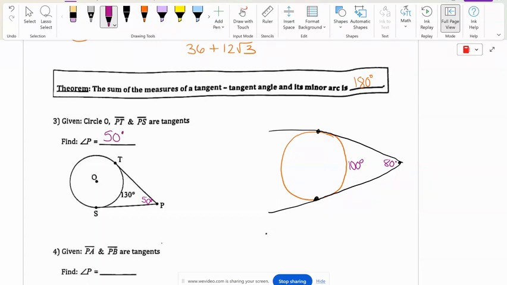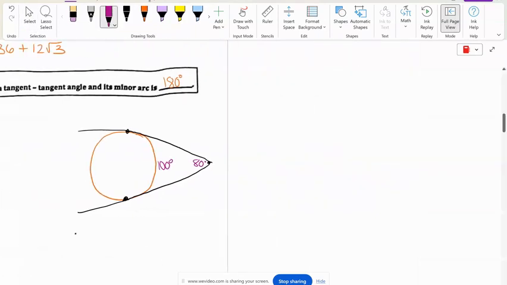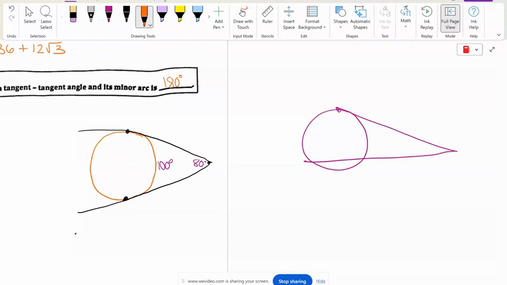This only works for tangent-tangent angles. So let's say I gave you this. Would I be able to say this is 100? No, I wouldn't be able to say that's 100 because the other side is not a tangent side. It only works for a tangent-tangent angle. Both sides could only touch the circle in one spot.